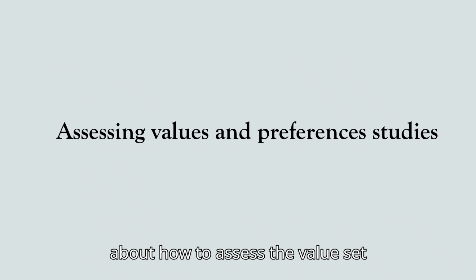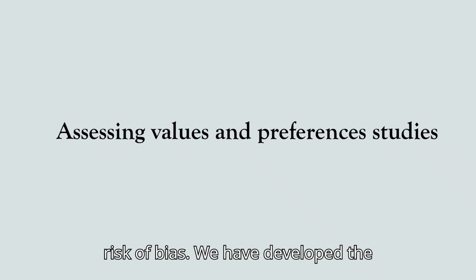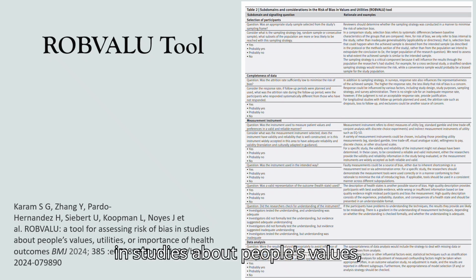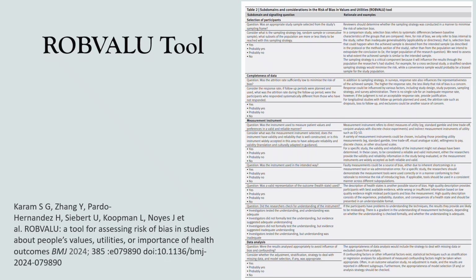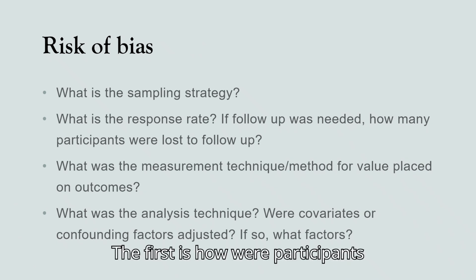Now let's talk about how to assess the values and preferences studies, how to assess their risk of bias. We have developed the ROB-VALUE tool to assess the risk of bias in studies about people's values, utilities, or importance of health outcomes. Notably, because we do not need randomization to balance the known and unknown prognostic factors, this risk of bias assessment tool does not consider the randomization process. It focuses on four main domains.